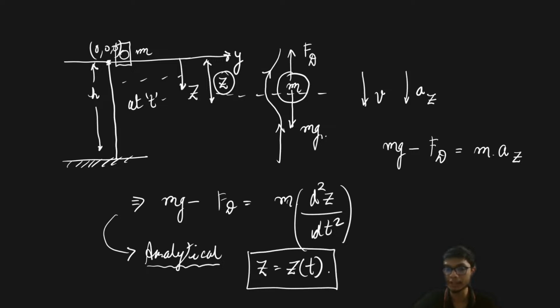So I have this particular information. If I have the information about time, then by putting the time into this particular solution, I will be able to get the position of the body at any given time t with respect to the reference point.